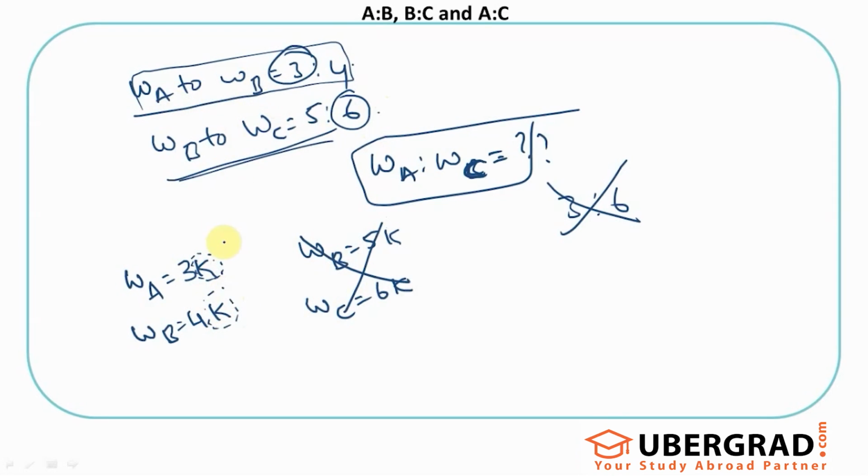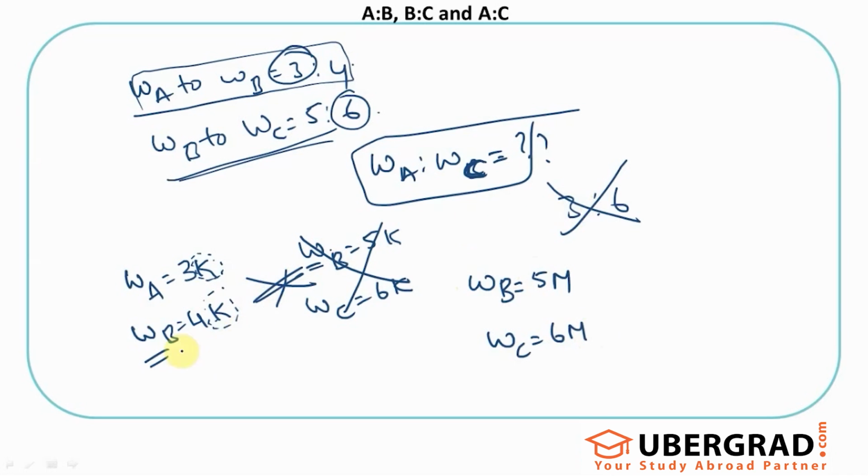WA to WB is 3k, 4k. I cannot have WB as 5k and WC as 6k. It's absolutely wrong, because how can WB, the same person, have a weight of 4k and 5k? That's wrong, right? He should be having the same weight. Every different ratio, use a new different variable. So WB is 5m and WC is 6m.